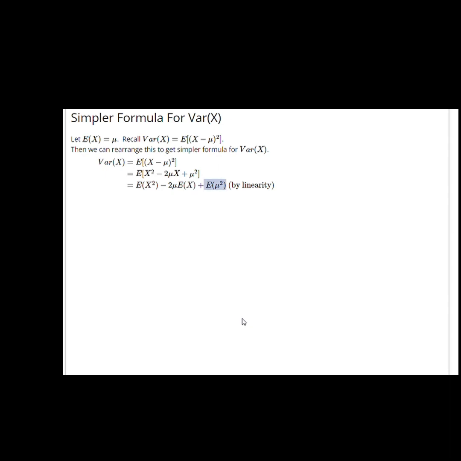Recall that the last expected value, E of mu squared, is the expected value of a constant, so that's just mu squared. The middle term, minus 2 mu times the expected value of X, is minus 2 mu times mu, or minus 2 mu squared. Combining those two terms, leaving the first term alone, we end up with E of X squared minus mu squared. So here's an alternate formula for the variance of X. The variance of X is the expected value of X squared minus mu squared.